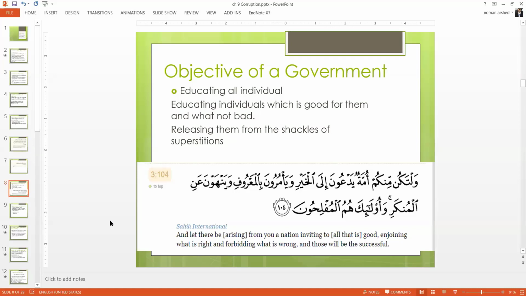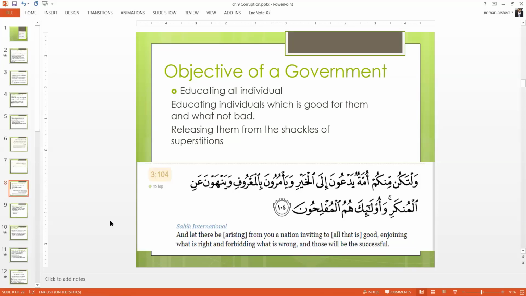So when we give education to the people, they will know the reality, and they will extend the good, and they will stop the bad, and they will be released from the shackles of superstitions, which stop hindering them in their daily life and their progress in Akhirat.